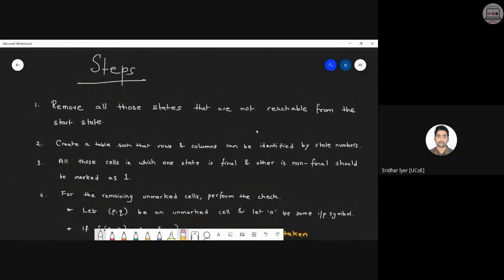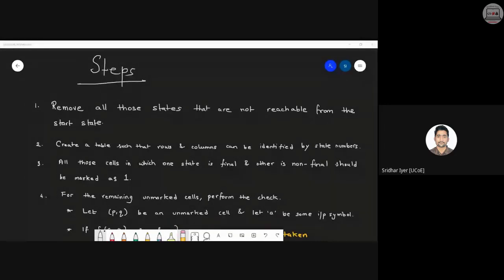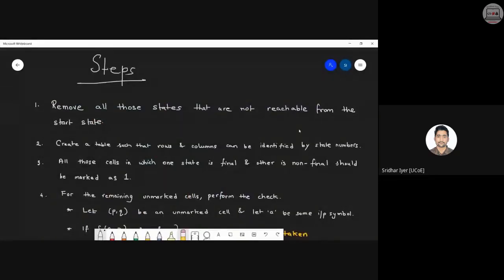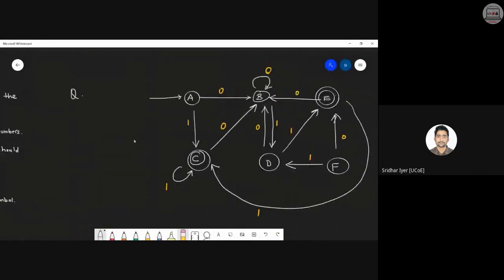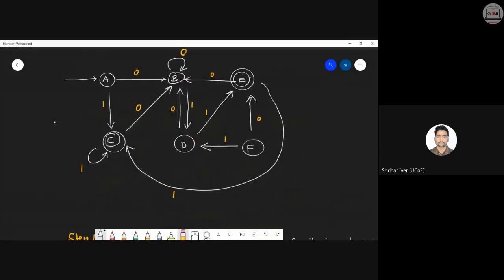Step number one, remove all those states that are not reachable from the start state. So in this case, whatever is the state that is not reachable from the start state, we need to remove that from the main diagram. So let me show it along with this diagram only. It will make things clear.